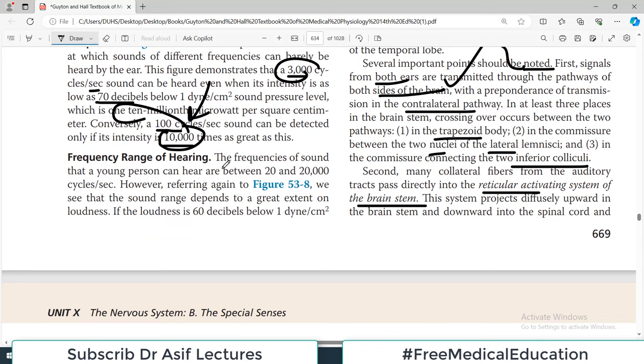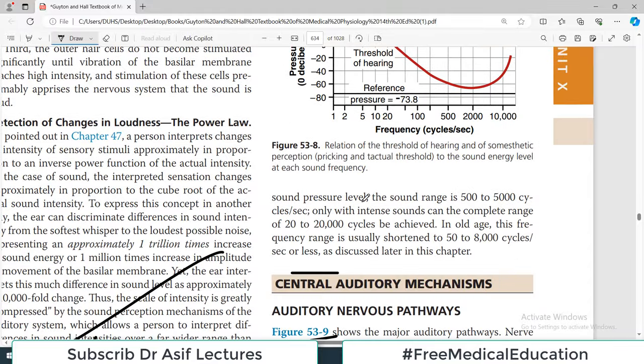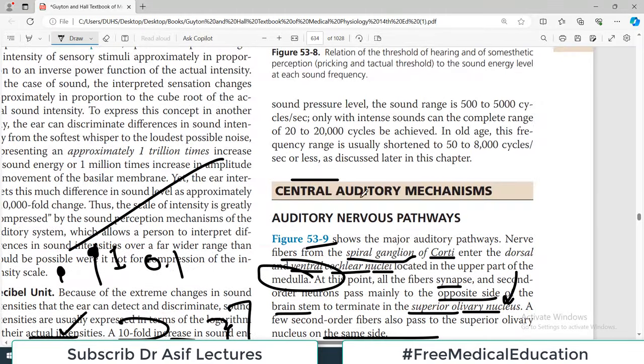Now, frequency range of hearing. The frequencies of sound that a young person can hear are between 20 to 20,000 hertz, or cycles per second. However, referring again, we see that the sound range depends to a great extent on the loudness as well. If there is a sound of 20 hertz, it has to be very loud so that we can hear it. And if there is a sound of 20,000 hertz, it can be low in loudness and we can still hear it, okay? So that's it basically. So we will now talk about the central processing mechanisms.